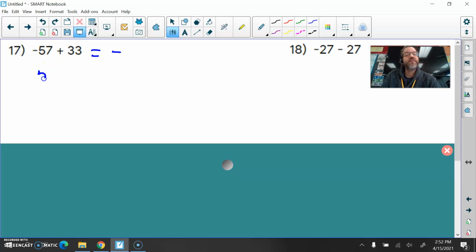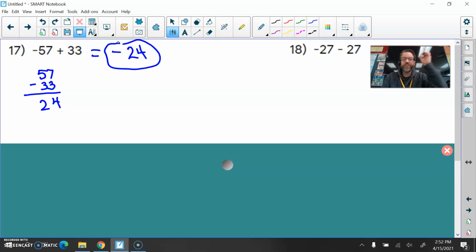How many? So we subtract the absolute values of these numbers. 57 minus 33. 7 minus 3 is 4. 5 minus 3 is 2. So we have 24 more negatives than there are positives. So our answer is negative 24.